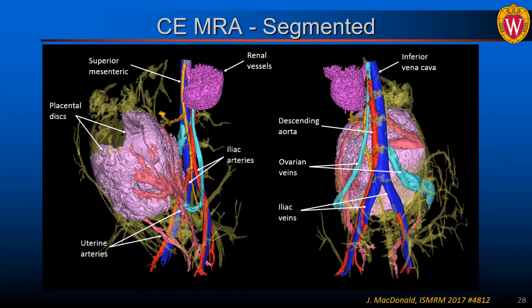Color-coded post-processing helps to distinguish the vessels. Here the uterine arteries and ovarian veins, as well as the 2 placental discs of the rhesus macaque are well visualized.